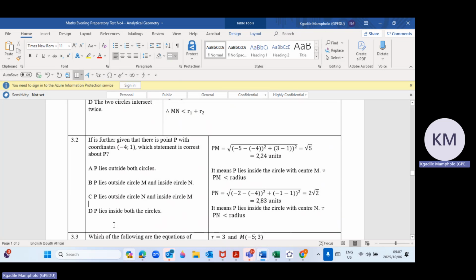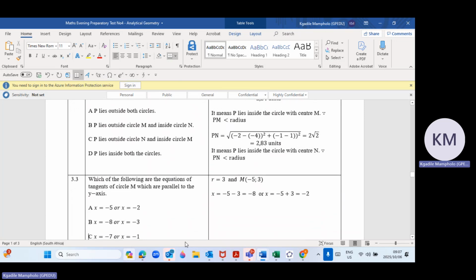It means P lies inside both the circles, because the distance between the center of both circles and P is less than the radii. The radius of circle M is 3, and 2.24 is less than 3. The radius of the circle with center N is the square root of 16, which is 4. Then 2.83 is less than 4. It means P lies inside both the circles.